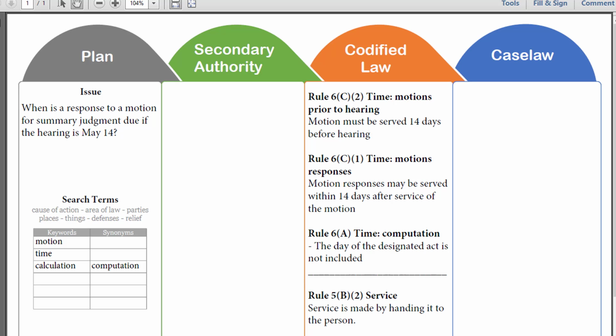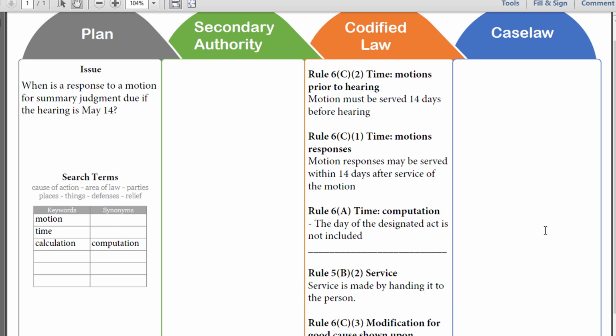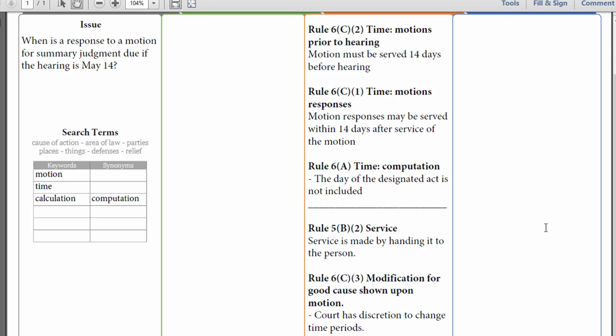Okay, so let's get some more practice researching codified law, in this case, court rules. Realize that when you're researching codified law, oftentimes you have to piece together multiple sections. So as an example, look at the answer here to this issue, which I've put under codified law right here.